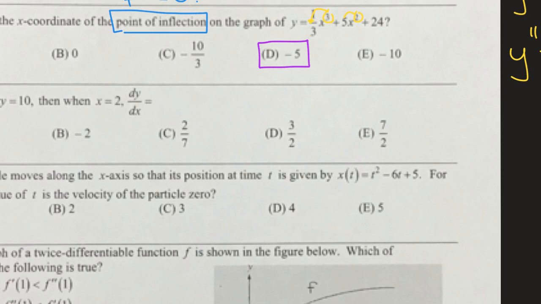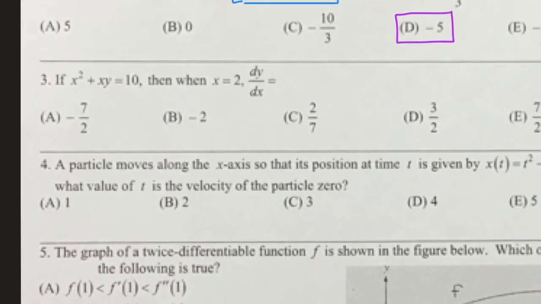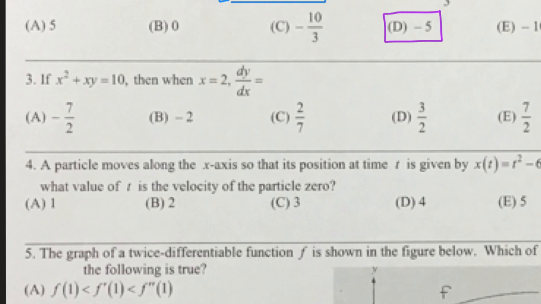Okay, let's see what else we got here. If x squared plus xy equals 10, then what is dy/dx? Okay, so because we have a y in here, this is going to be implicit differentiation. Right, so we're taking the derivative with respect to x, which is pretty okay for our first value, x squared. What's the derivative of x squared? Well, that's just 2x plus, now we have x times y.